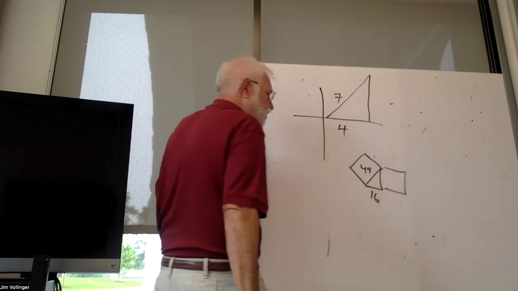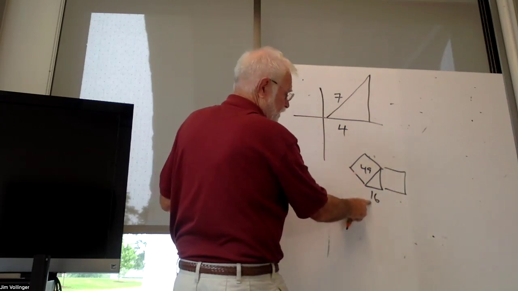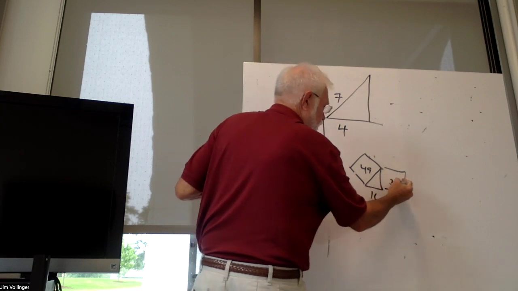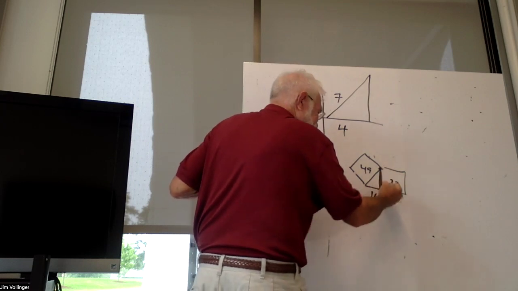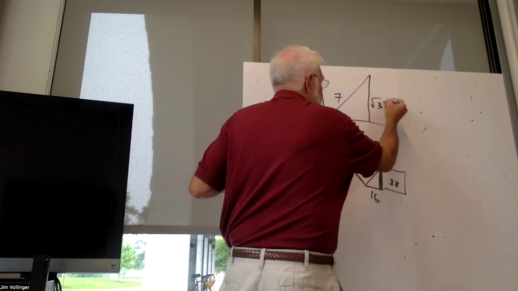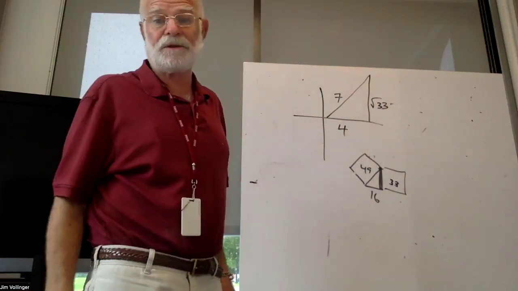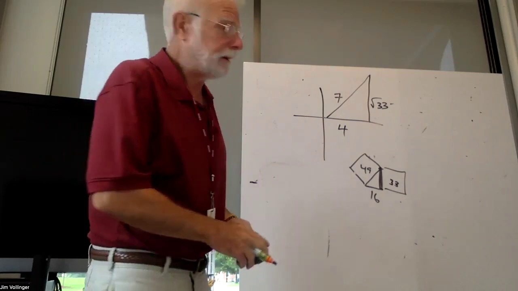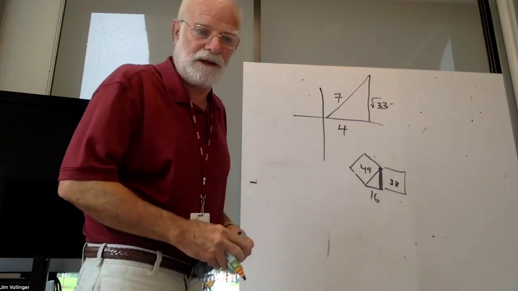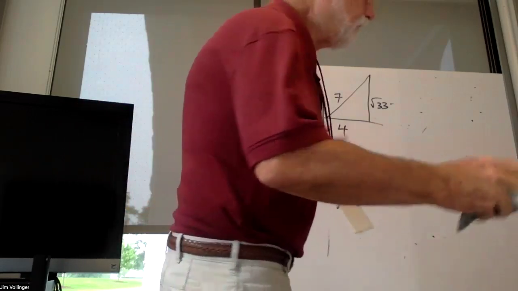So what is this area? 49 minus 16 is 33. So what is this distance? Square root of 33. And that's how we're going to do Pythagoras. And that's how we're eventually going to start doing trigonometry, is understanding how to do this quickly and easily. So let me give you a couple more.